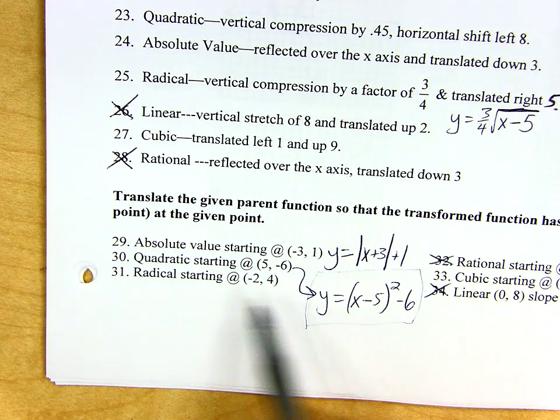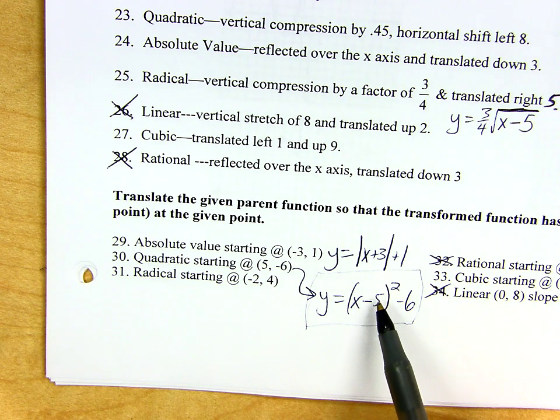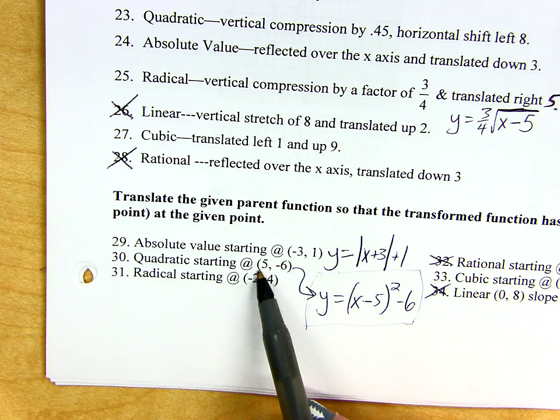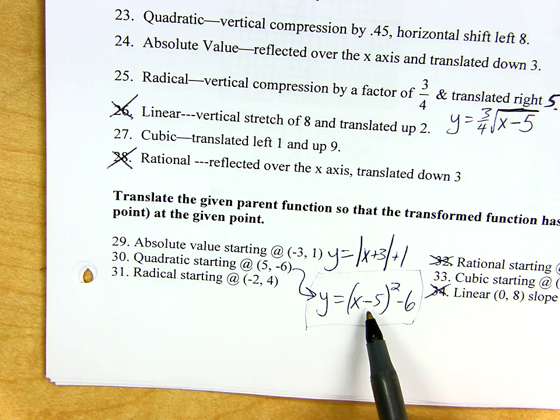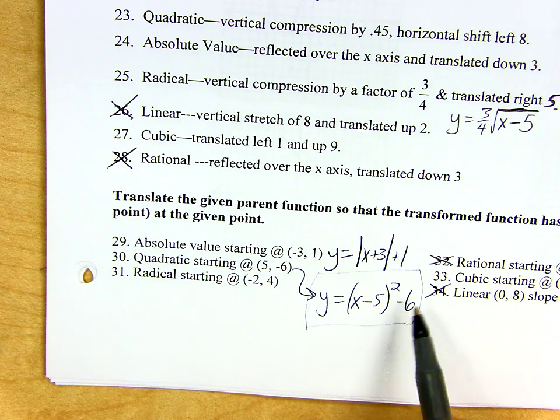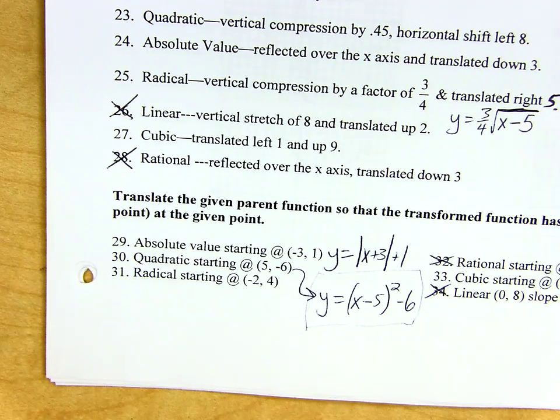So the pieces you need, it's a quadratic, so it has to be x squared. But since I'm moving everything to the right 5, I need to put a -5 in there with the x. And then I want it to go down 6, so there should be a -6 on the outside. How'd you do? We're good?